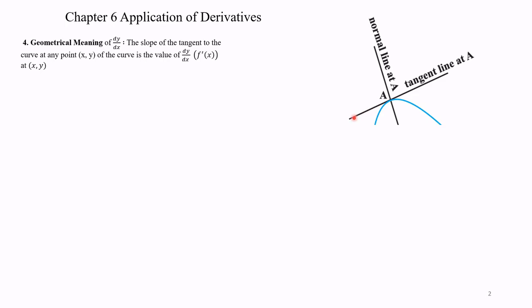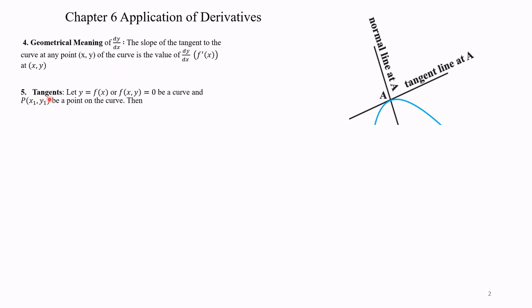Here this is the point A. Here this is the tangent line at A, that is, the tangent touches at only one point, A. So here dy by dx is the slope of the tangent. It is given by dy by dx, or this slope is also represented by f dash of x.